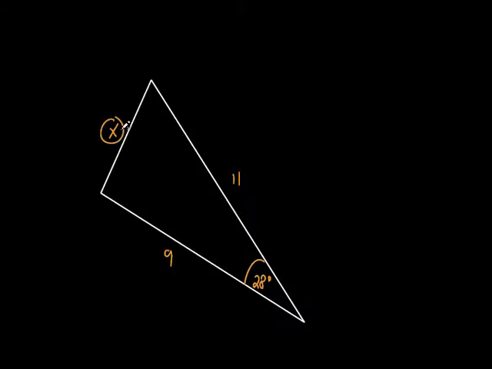I can't do Pythagorean theorem. Why not? Because I don't know this is a right triangle, do I? All right, so I'm going to use the law of cosines. It works perfectly with the law of cosines. So here's how I set it up.